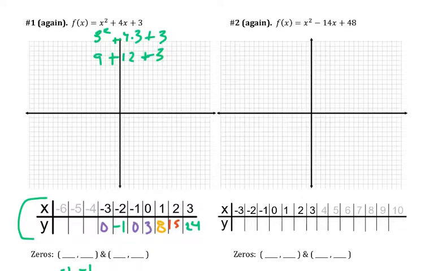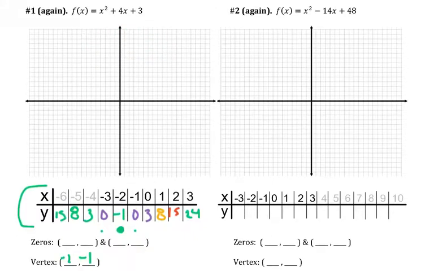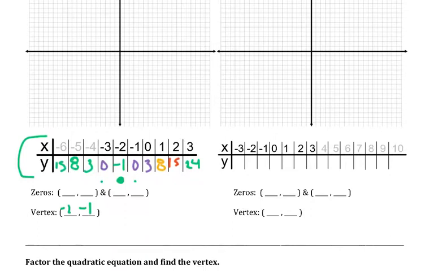Since I do know that this is a parabola, if this is going from a center of negative 1, and these both are 0, then these both are going to match as well. And so this is actually 3 over here, and then 8, and then 15. So it follows that pattern. I also didn't fill in my zeros before. Negative 3, 0, and negative 1, 0.